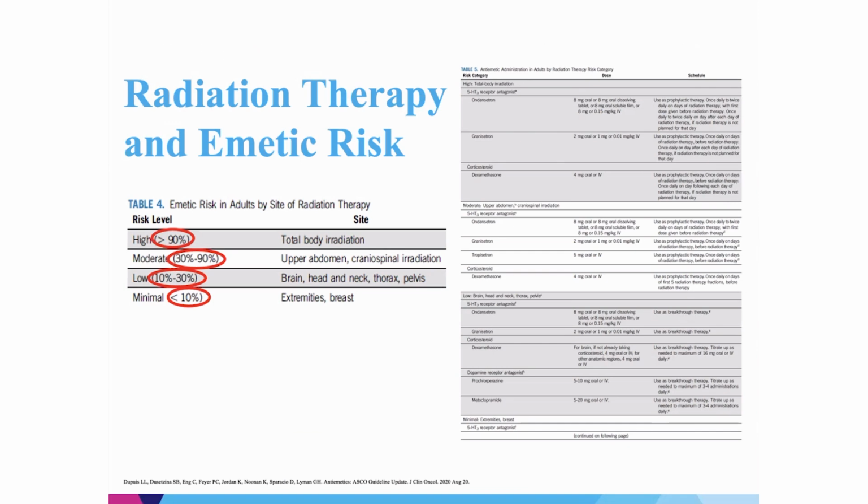And you can see that each type of radiation also has an emetic risk associated with it. If you're combining it with chemotherapy, again, it's the same as your combination regimens. The category for the whole combination of radiation and chemo depends on the highest level of emetic risk for any component of that regimen. So if someone's getting total body radiation, but they're getting moderate emetic chemotherapy, you're still going to give them the regimen as if everything in that regimen has a high emetic risk.